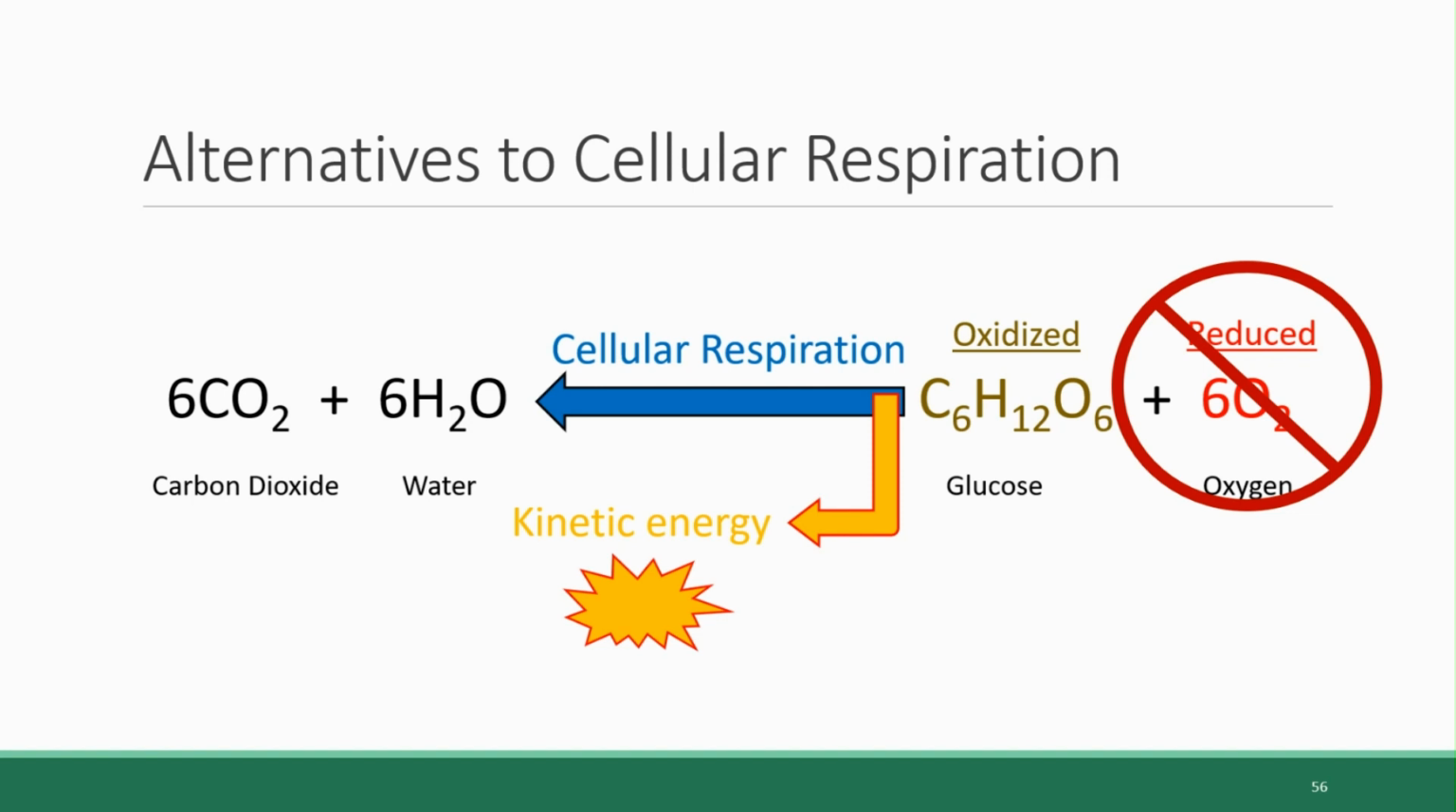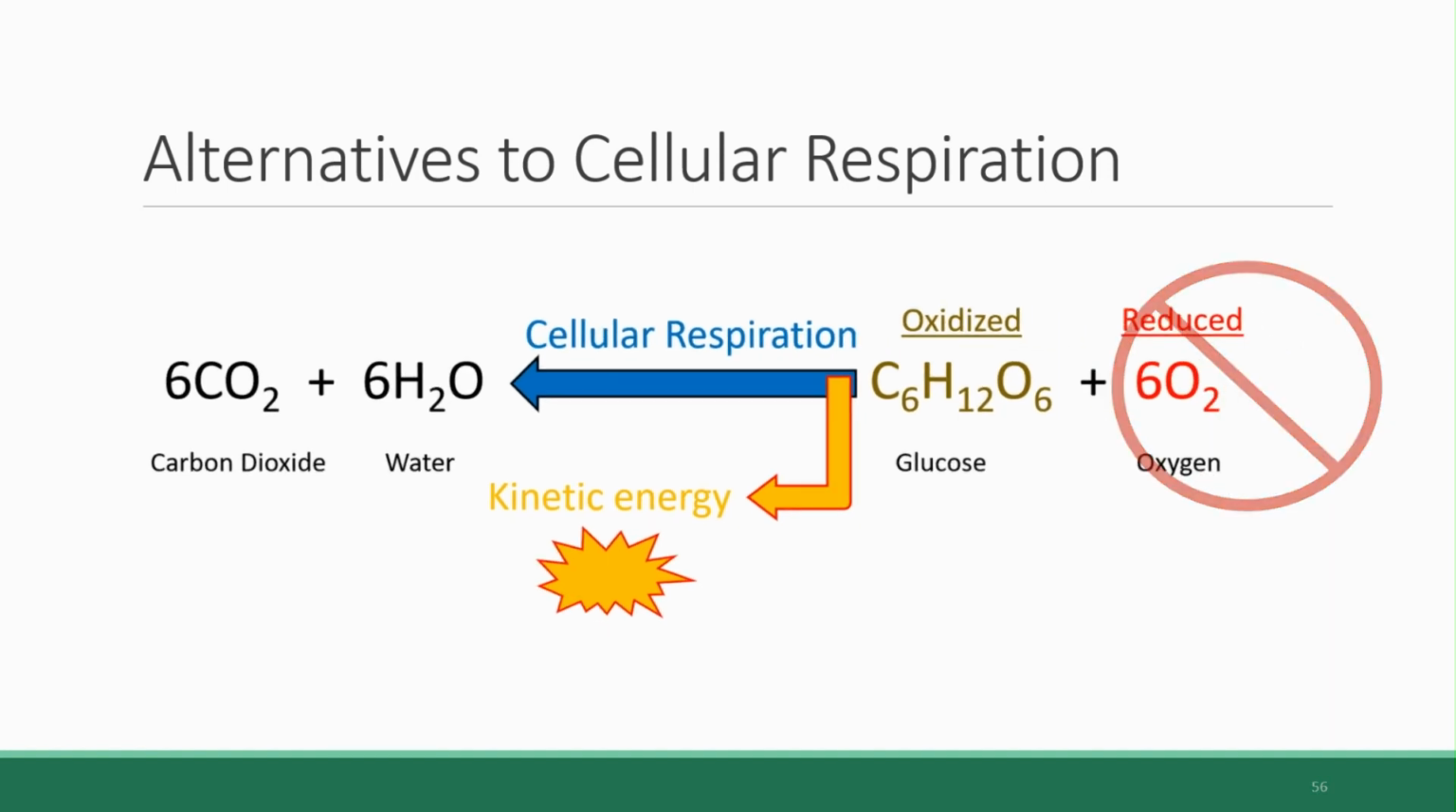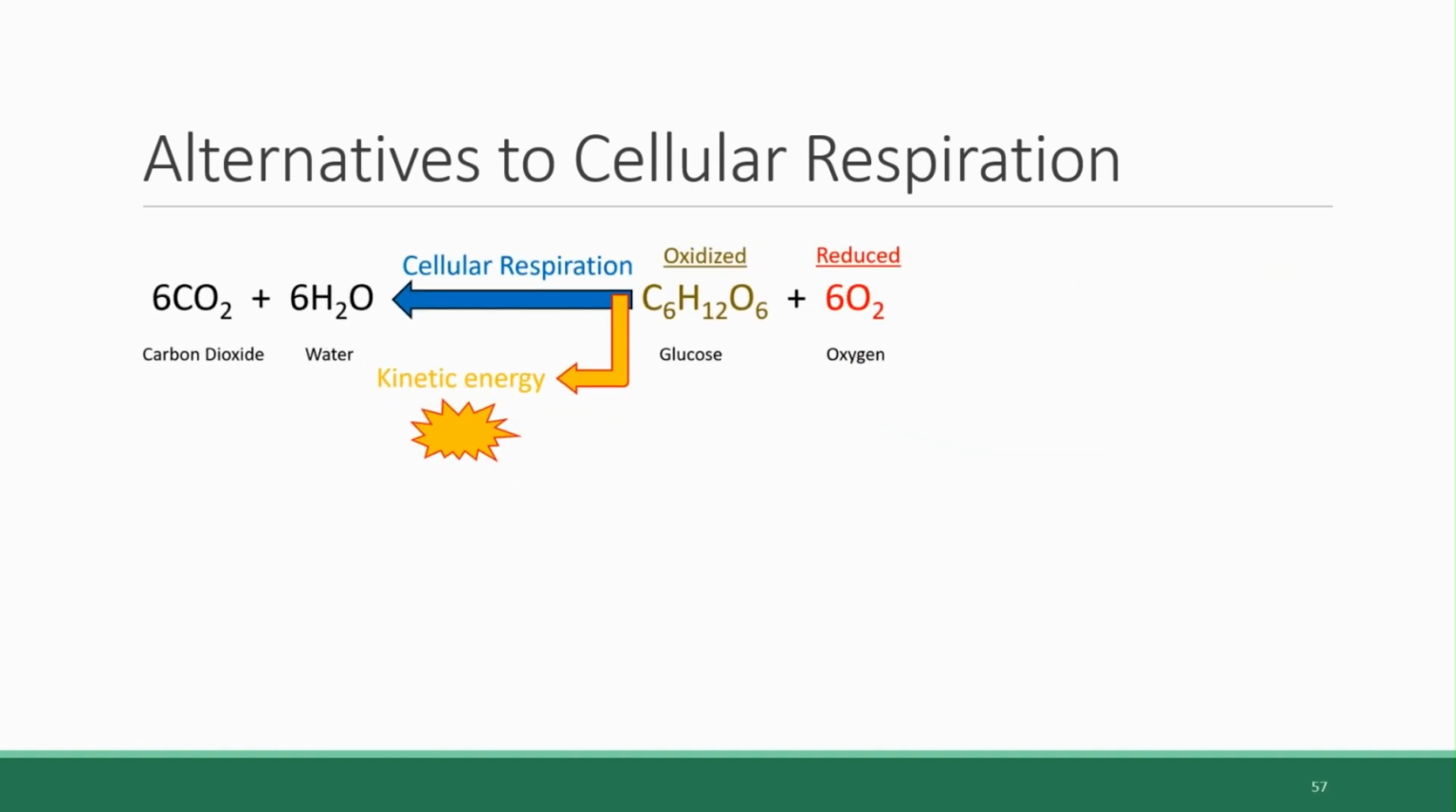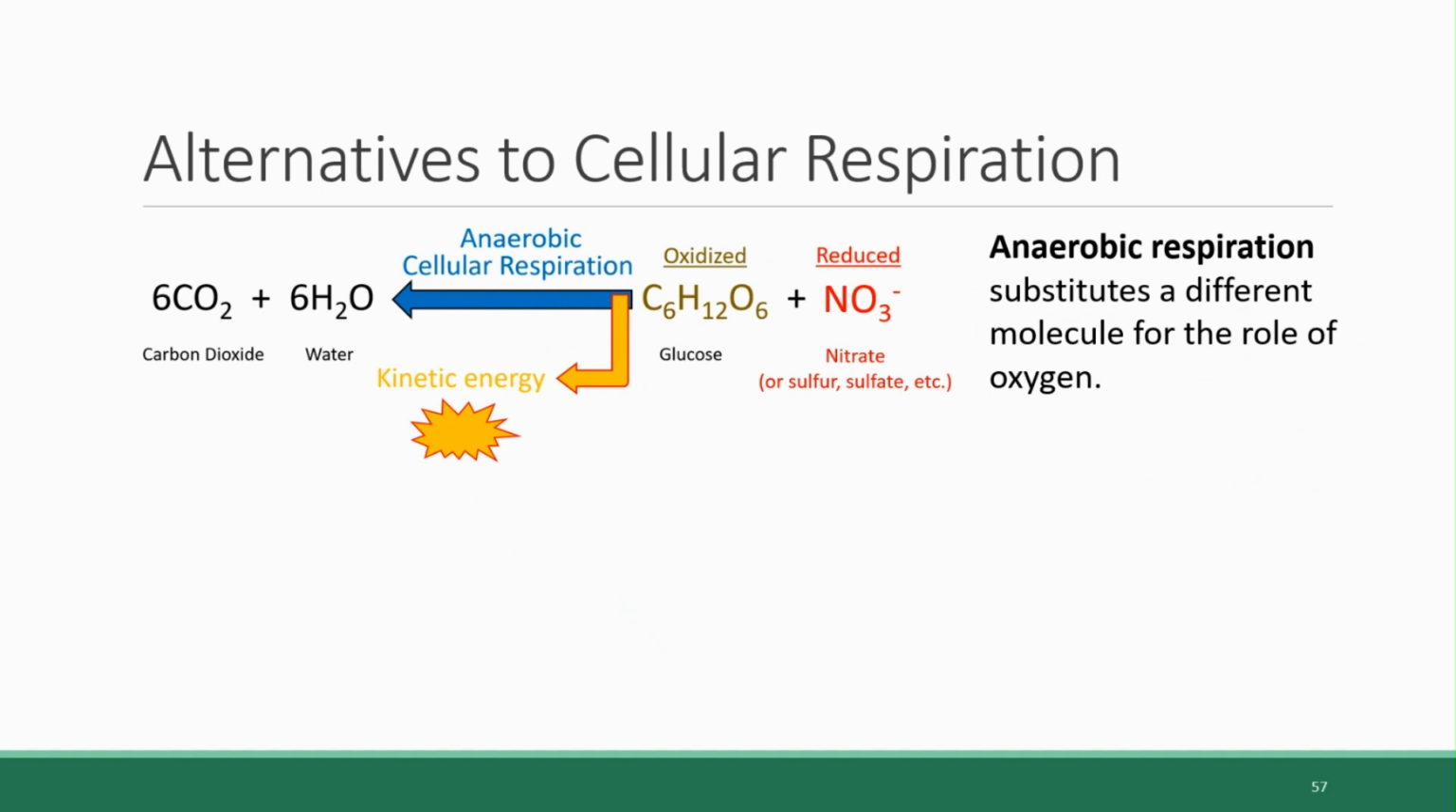So, in cases such as these, what is a heterotroph to do? Well, there are a couple of alternatives to cellular respiration that are available to certain heterotrophs. One of them is called anaerobic respiration. In anaerobic respiration, a different molecule is substituted for the role of oxygen, and the process works largely as it would if oxygen was there. This other molecule can be several things, including nitrates, sulfur, sulfate, or others.